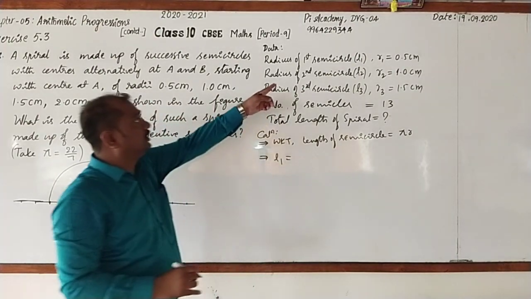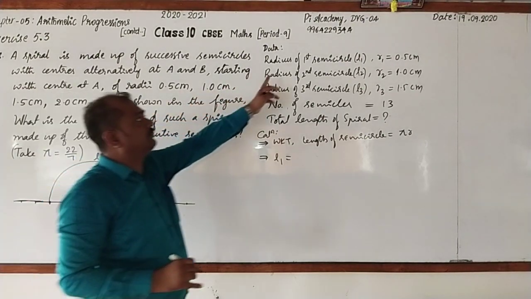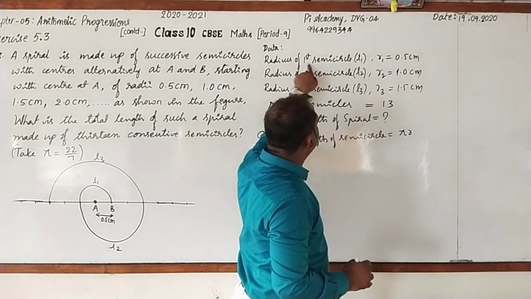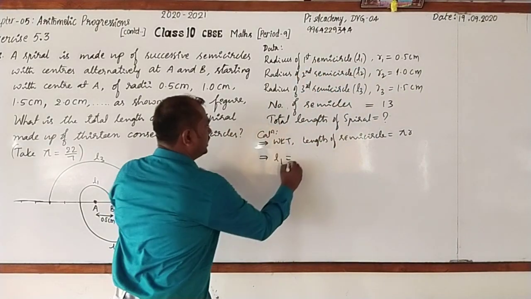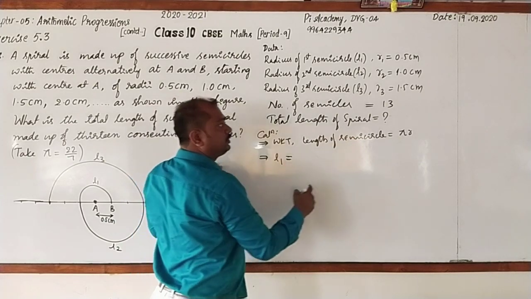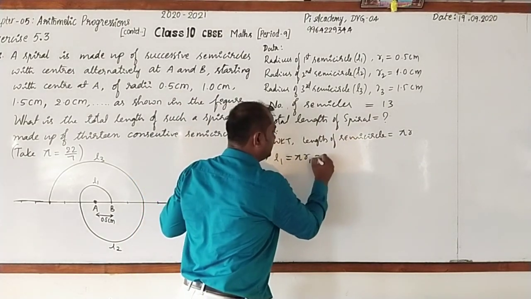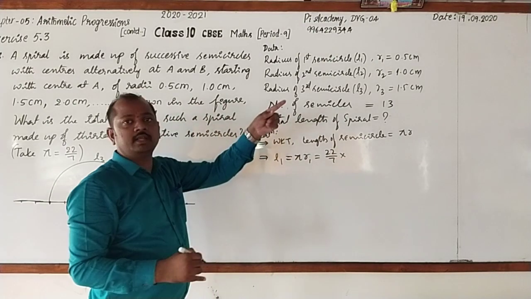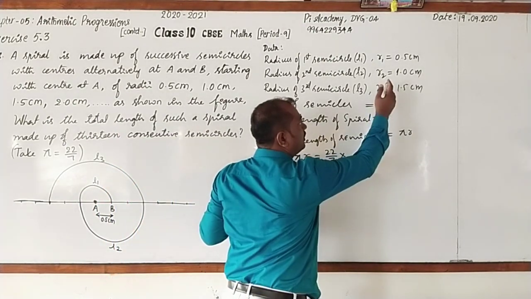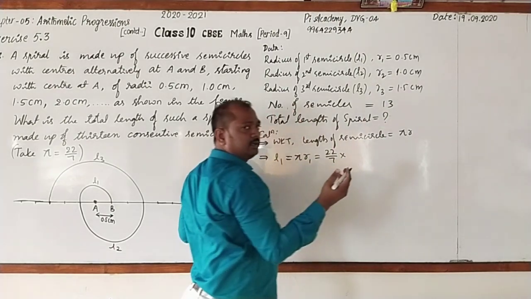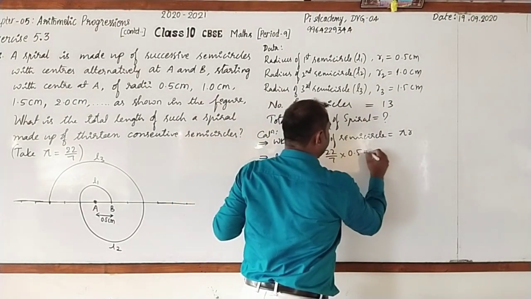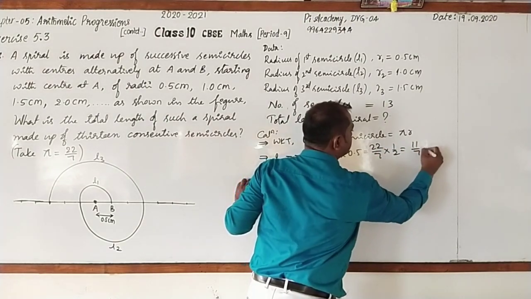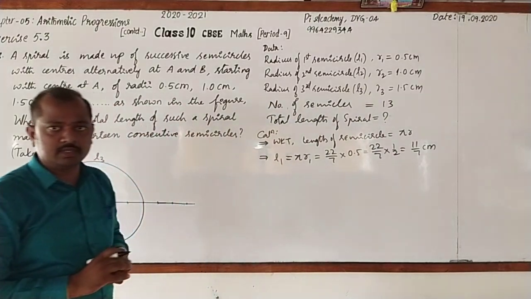Okay. Now let us go for finding one by one. L1. It has already been given that the radius of the first semicircle is R1 equal to 0.5 centimeter. Length of first semicircle is L1. So L1 is equal to pi into R1. See, pi into R1. Pi is how much? 22 by 7. What about the radius? Radius is 0.5. 0.5 is nothing but 1 by 2. Here I will write 0.5. It is 22 by 7 into 1 by 2. Cancel it. It is 11 by 7 centimeter. Hope that you have understood.